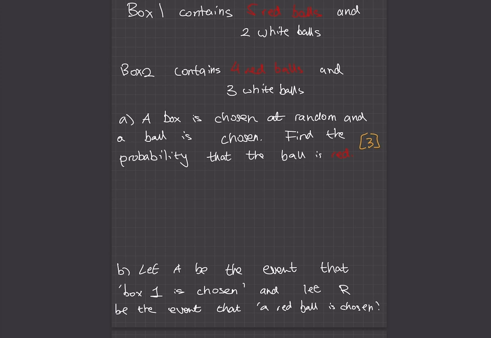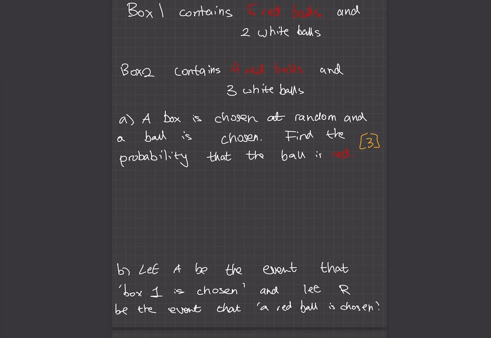So we're in this scenario where we have two boxes. Box 1 has 5 red balls and 2 white balls, while box 2 has 4 red balls and 3 white balls. If we choose a box at random and then choose a ball from that box, what's the probability that the ball is red?